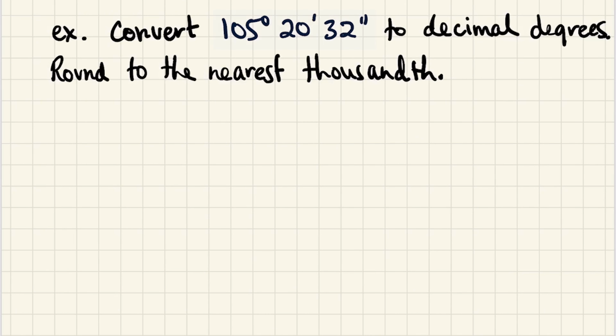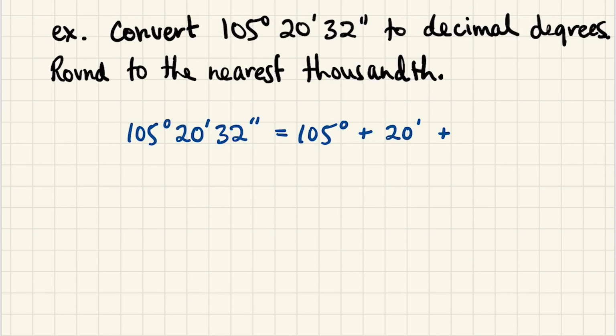All right, this is how an angle is typically presented when given in degrees, minutes, and seconds. What we want to do is convert this to decimal degrees. So our answer will be 105 point something degrees. So 105 degrees, 20 minutes, 32 seconds can be regarded as 105 degrees plus 20 minutes plus 32 seconds.